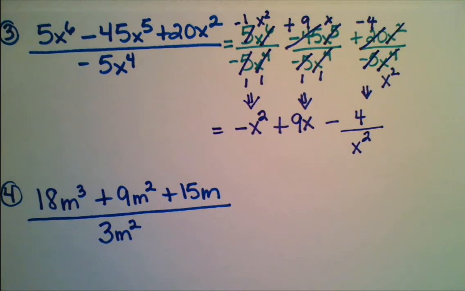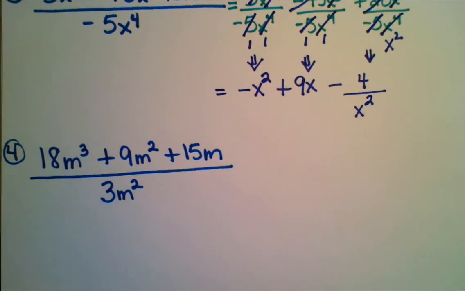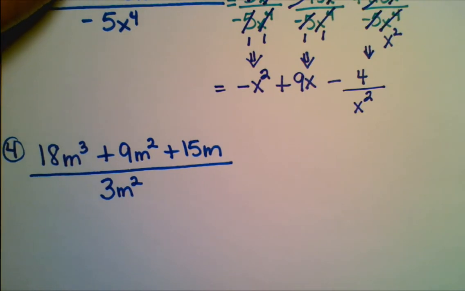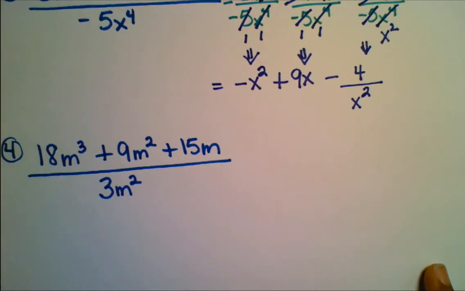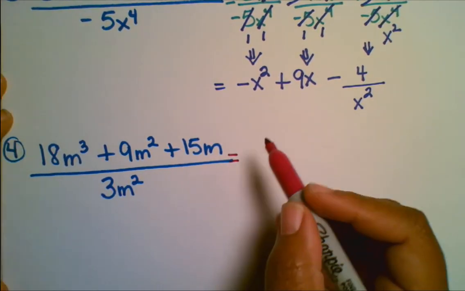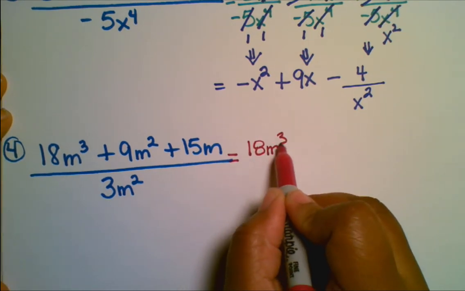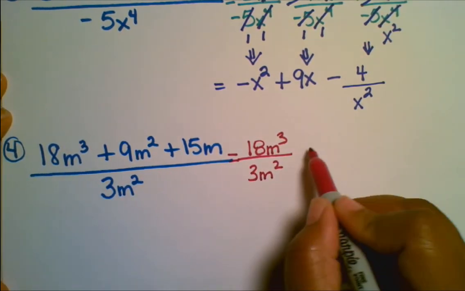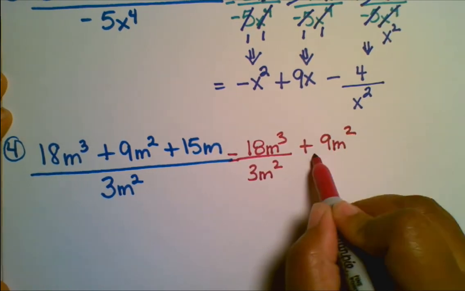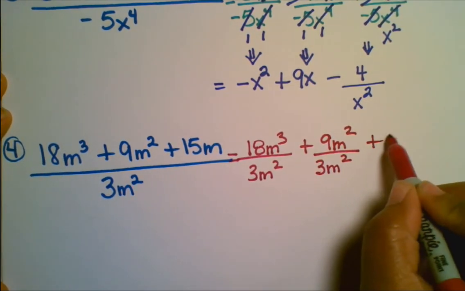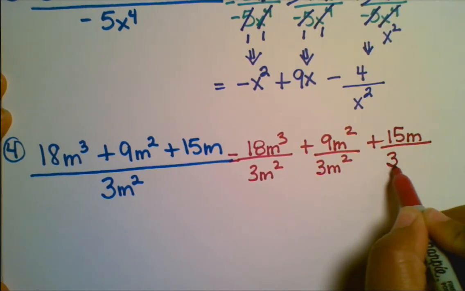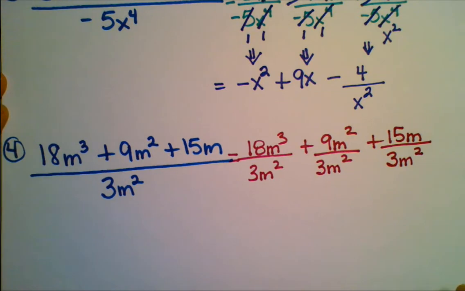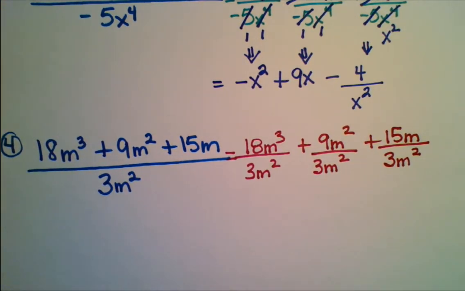All right, next example we have here, number 4, 18m cubed plus 9m squared plus 15m all over 3m squared. So we're going to take the 3m squared and we're going to divide that 3m squared into each of the terms. So we should have 3 separate fractions. So this is how we're going to write it. Now what we're going to do next is we're going to reduce each fraction.